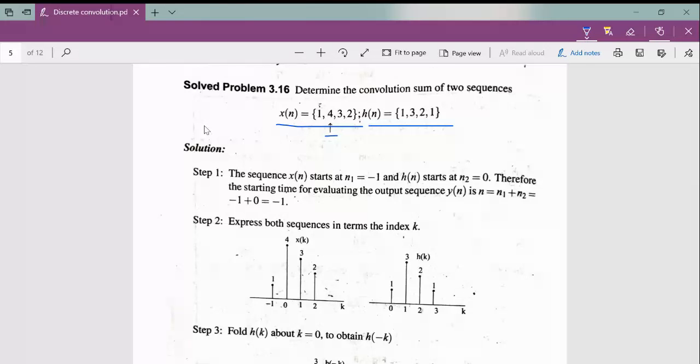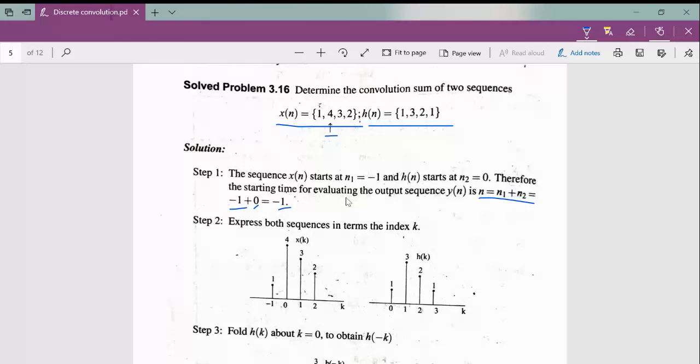It should be n equal to n1 plus n2. We know that n1 is minus 1, and n2 is 0. So the total value n1 plus n2 will be minus 1 plus 0. Since x of n starts from minus 1 and h of n starts from 0, the initial point of the convolved sequence is minus 1 plus 0, that is minus 1. So y of n should start from minus 1.